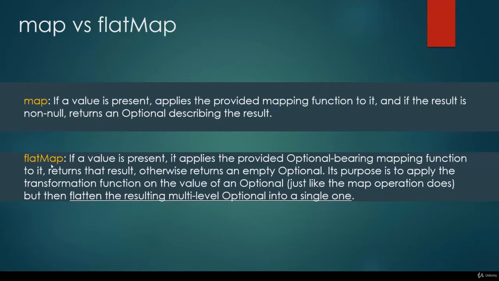What about flat map? If a value is present, it applies the provided optional-bearing mapping function to it, returns that result, otherwise returns an empty optional. Its purpose is to apply the transformation function on the value of an optional, just like the map operation does, but then flatten the resulting multi-level optional into a single one. So this is the main difference between map and flat map.